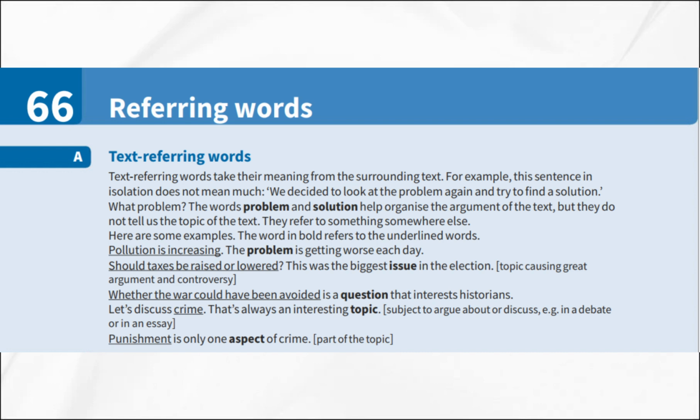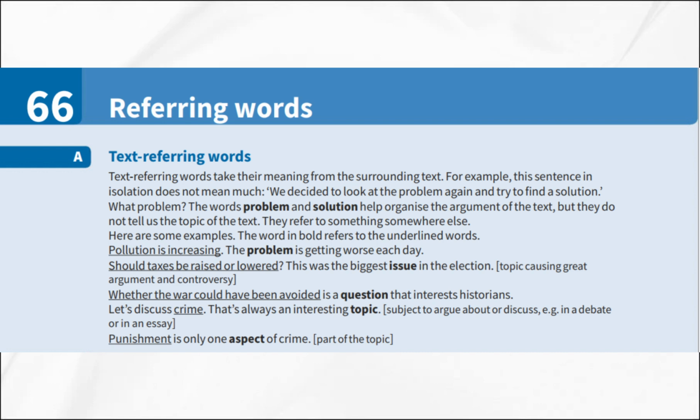Text referring words. First, let us look at text referring words. These words take their meaning from the surrounding text. For example, if we say, "We decided to look at the problem again and try to find a solution," the words problem and solution help organize the argument, but they do not tell us the topic. They refer to something mentioned elsewhere. Here are some examples. The word in bold refers to the underlined words.